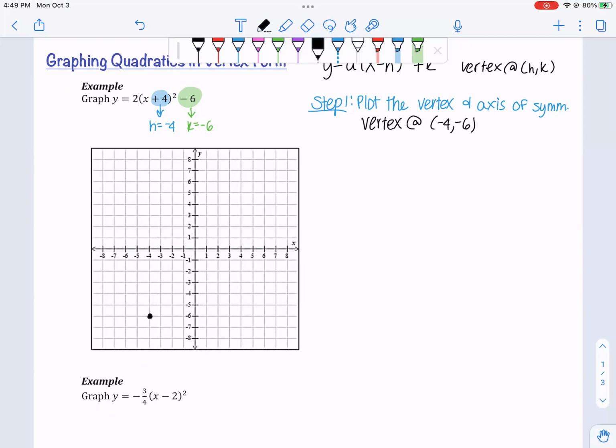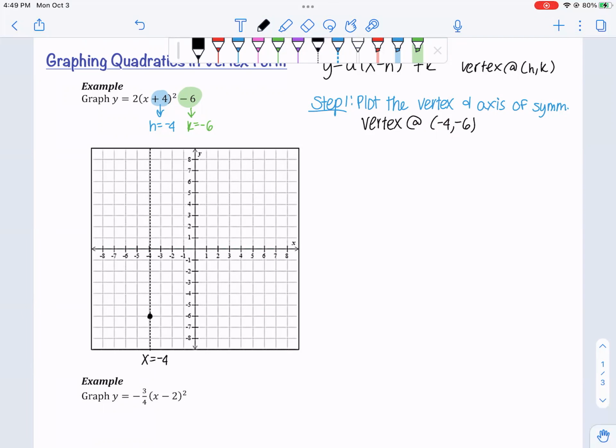My axis of symmetry is going to be a vertical line that goes directly through it. The equation of this line is x equals whatever the x value of the vertex is. So this is x equals -4. That's the equation of that line.